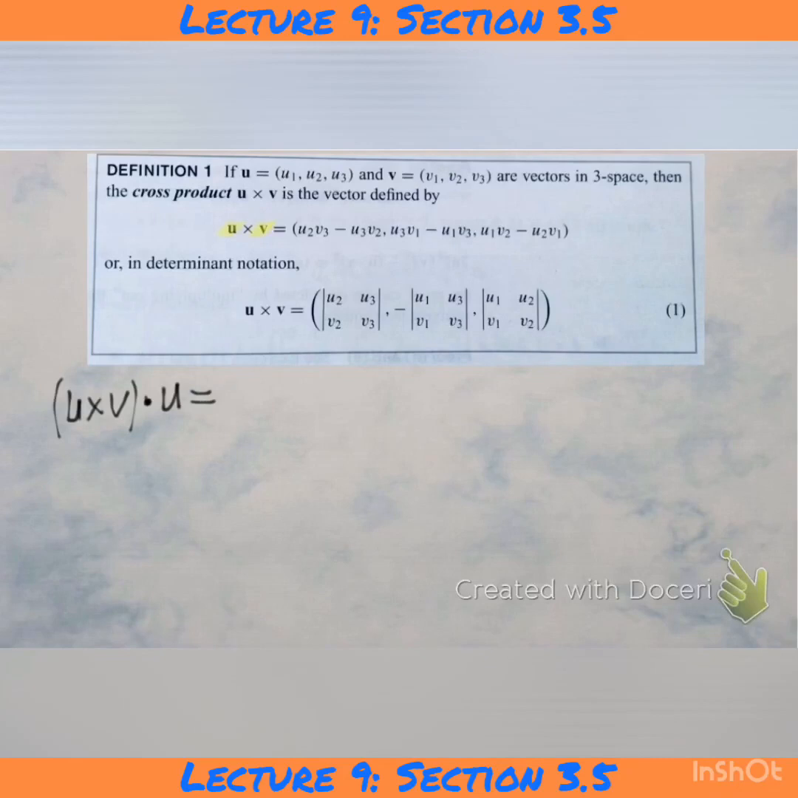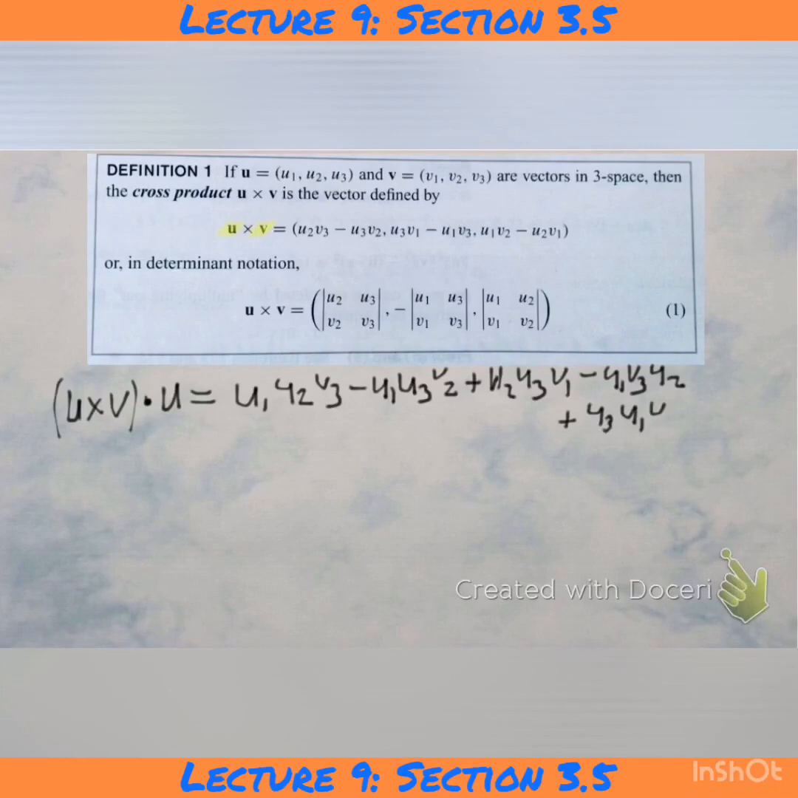You can quickly go and check that. So that's going to be u1, u2, v3 minus u1, u3, v2 plus u2, u3, v1 minus u1, v3, u2, and then the last one is plus u3, u1, v2 minus u3, u2, v1.